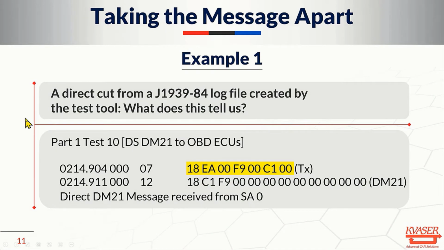Here's example one. Right off the bat, we're going to jump into example one. It is a message that includes 7 bytes of data. The first 4 bytes of this are the identifier, and then there are 3 bytes actually in the data phase. So 7 bytes total: 4 identifier, 3 data. This particular cut was taken from a J1939-84 log file as an example. I happen to know this is a request message, and this tool was requesting a DM21, and it received that DM21 down here.